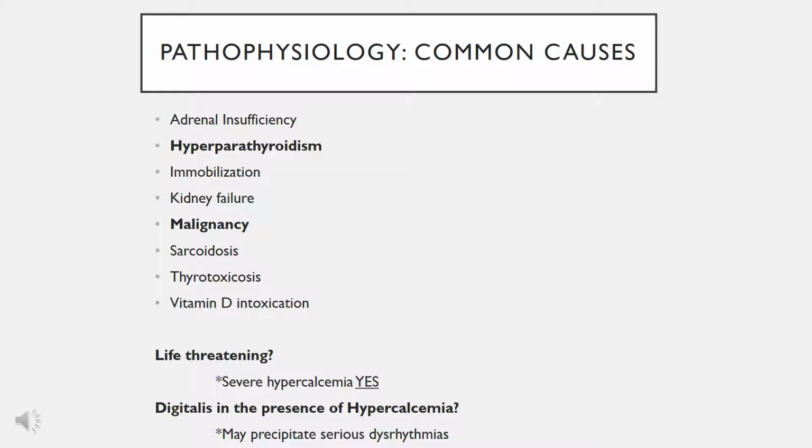The conditions listed on this slide are common causes of hypercalcemia. We want to highlight a few of them. Hypercalcemia is most commonly the result of malignancy, so malignant tumor cancer, or hyperparathyroidism, which is an excess of parathyroid hormone in the bloodstream due to overactivity of one or more of the body's 4 parathyroid glands that will cause high levels of calcium in the blood.